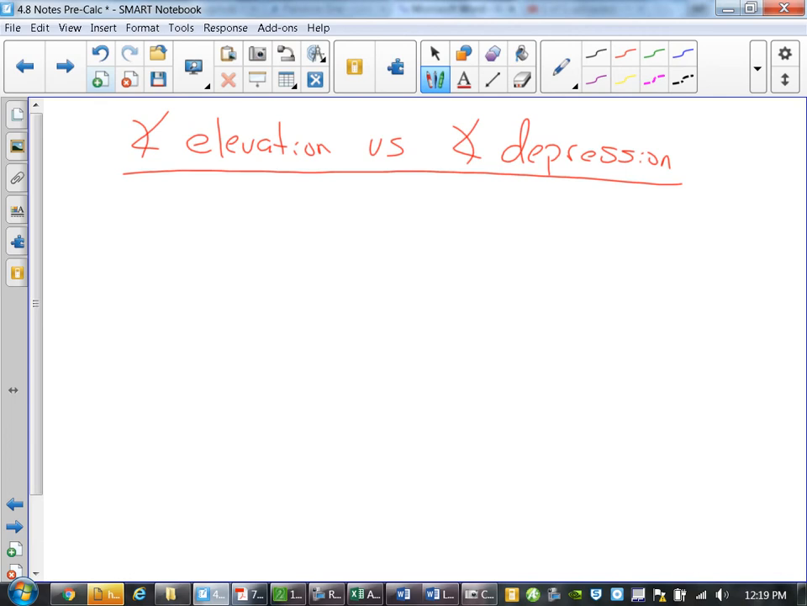All right. So angle of elevation versus angle of depression. Angle of elevation is line of sight looking up. If you're on the ground looking up, it's the angle off ground level. A lot of times line of sight problems come into play when you're literally using line of sight.